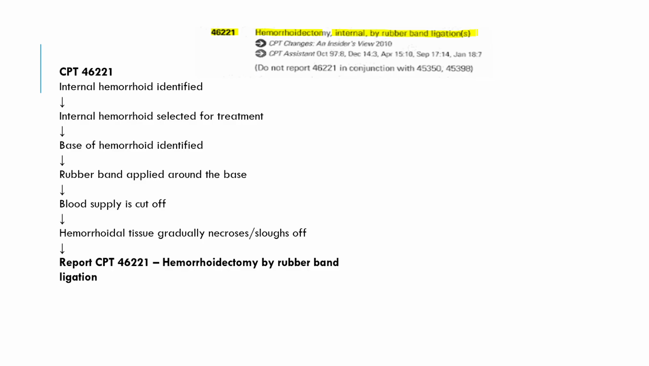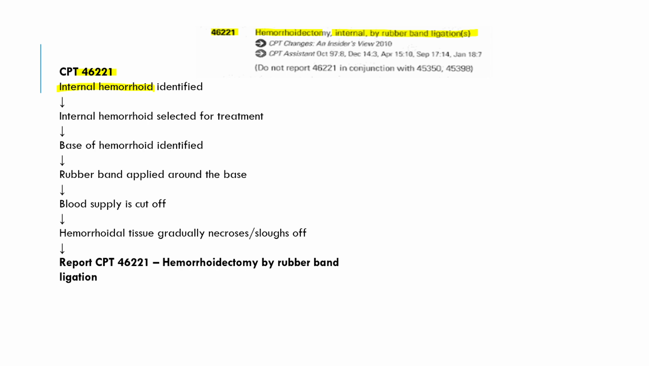How is he treating, how is he removing them? He is simply ligating with the rubber band. Earlier we saw a picture where he did rubber band ligation to the hemorrhoid, for the internal hemorrhoid. So for CPT 46221, you need to report it only for the internal hemorrhoid, when the physician does hemorrhoidectomy for only internal hemorrhoids, and that too for rubber band ligation only.